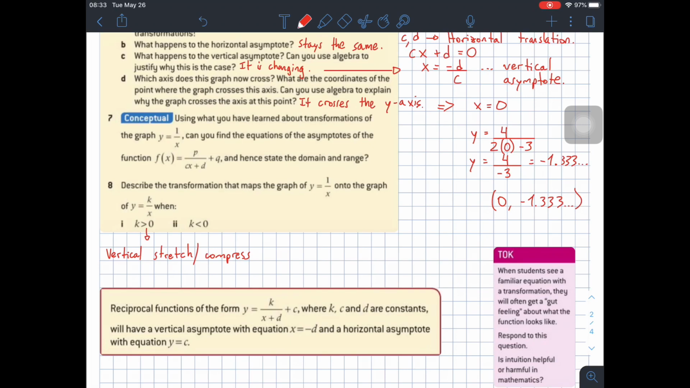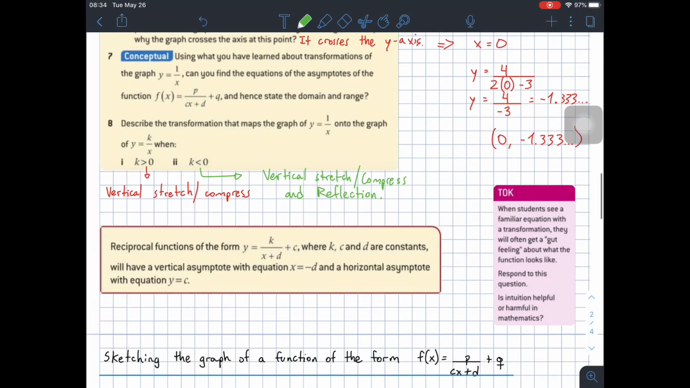And if the value of k is negative, we're also talking about a vertical stretch or compress, but we're also adding a reflection. So vertical stretch or compress, and reflection, right? Remember when we had a negative value in front of the rational function, the quadrants switched. Instead of being in quadrants 1 and 3, we're being in quadrants 2 and 4. So that's why we're also having a reflection in that case.